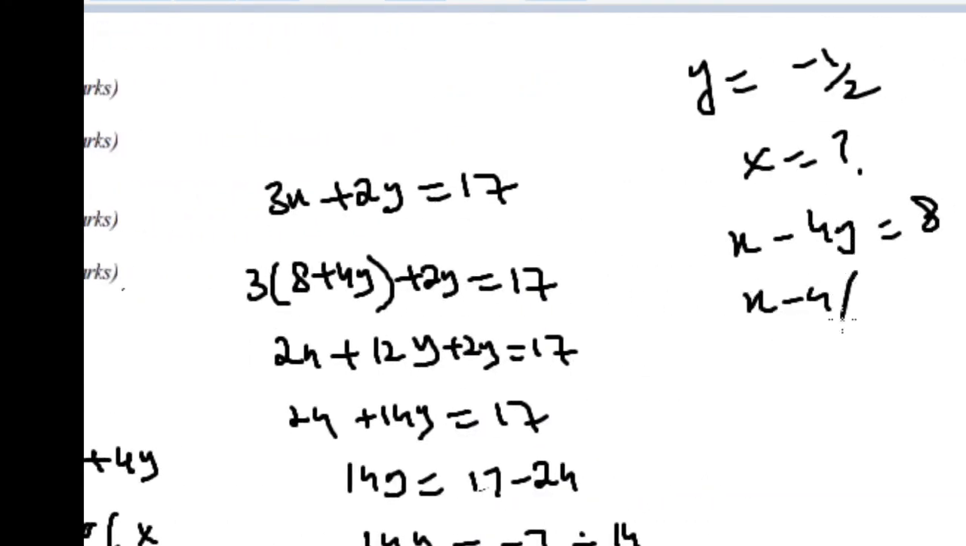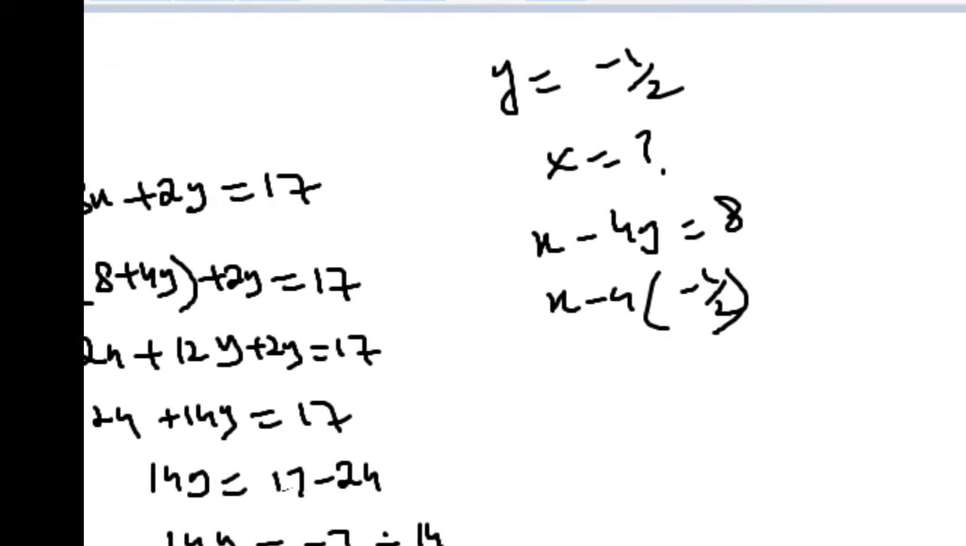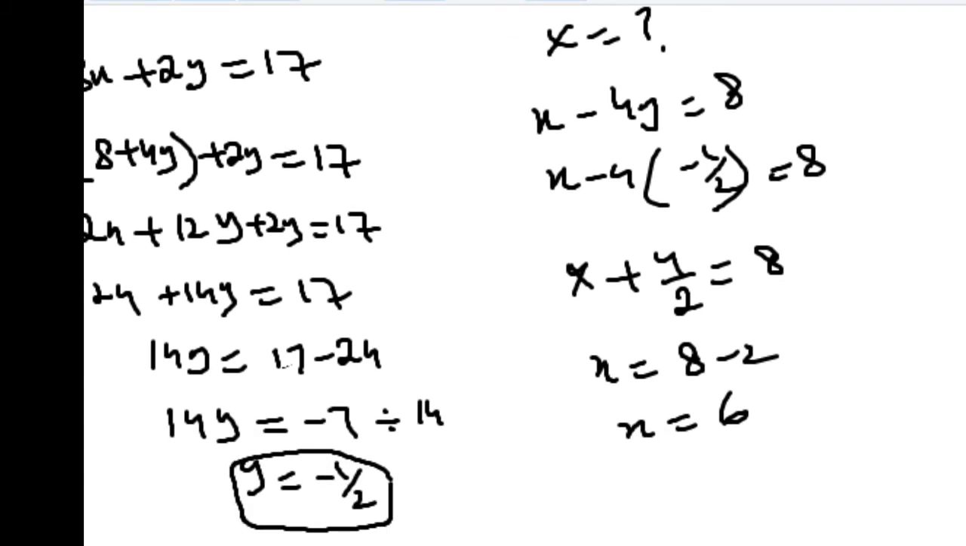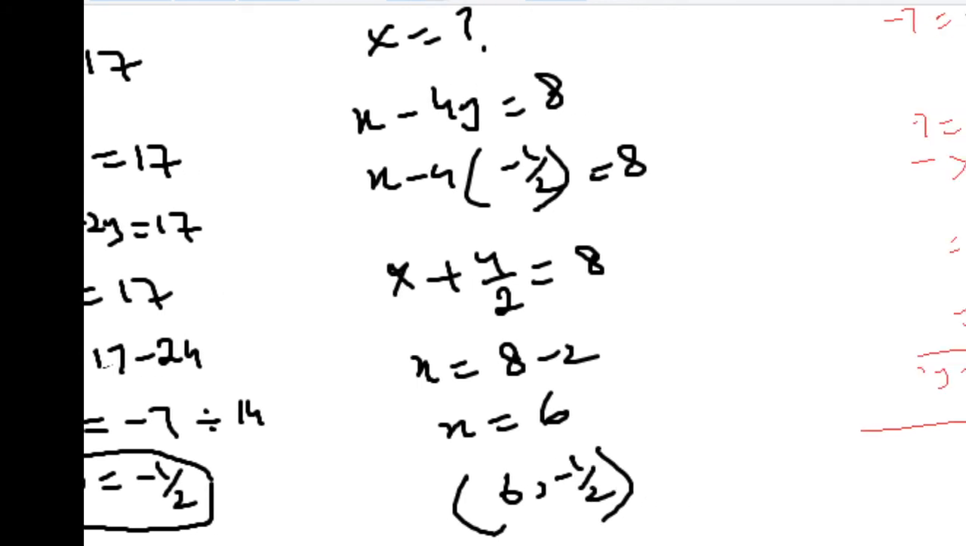So x minus 4 times the value of y, minus 1 upon 2, is equal to 8. So x plus 4 over 2 is equal to 8. So x is 8 minus 2, and x is 6. So the point becomes 6 and minus 1 upon 2. This is the point of intersection.